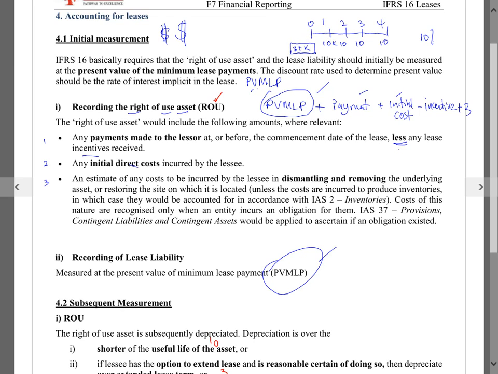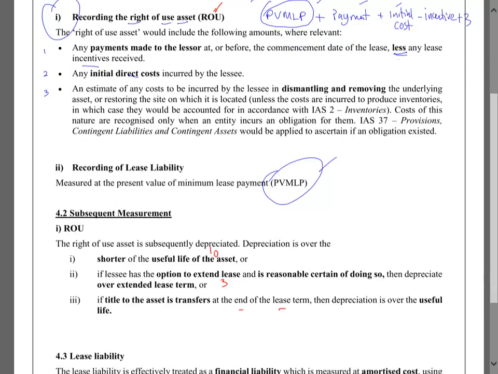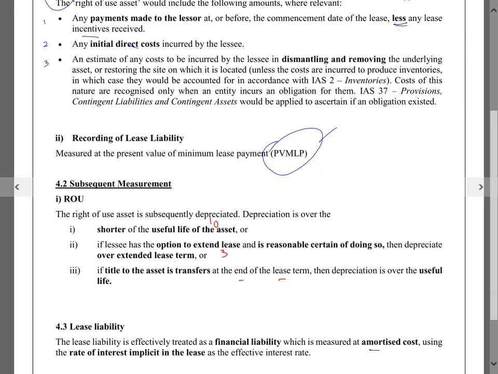Okay. Then what are we going to do with the asset? Of course, we're going to depreciate. The shorter of the useful life or the lease term. The asset may be 10 years, but the term is only 3 years, so we depreciate over 3 years.